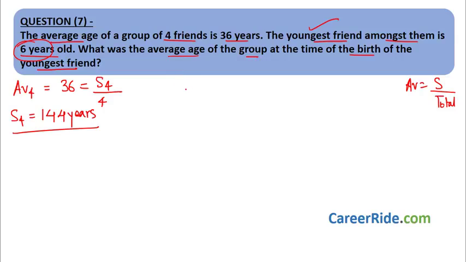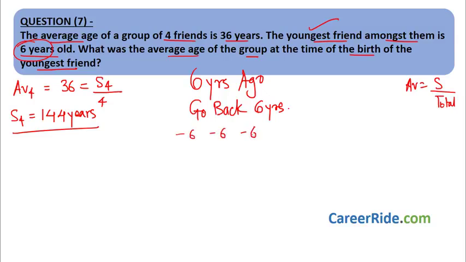If a person is 6 years old, that means that person must have been born 6 years ago, right? So the youngest friend was born 6 years ago. When the youngest friend was born, we want the average age of the group. So let's go back 6 years. Now when we go back 6 years, every friend's age will reduce by 6 years, correct? The first friend's age will reduce by 6 years, the second's would be reduced, the third's also, and the fourth's also would reduce by 6 years. So the total reduction would be minus 24 years.